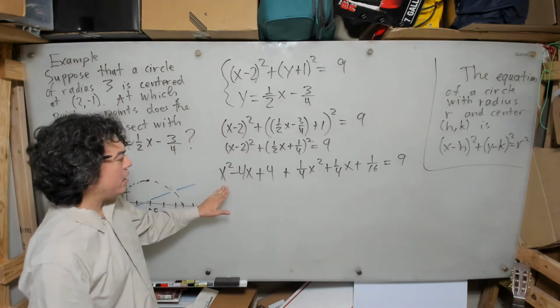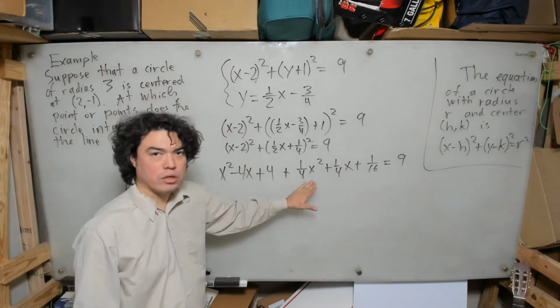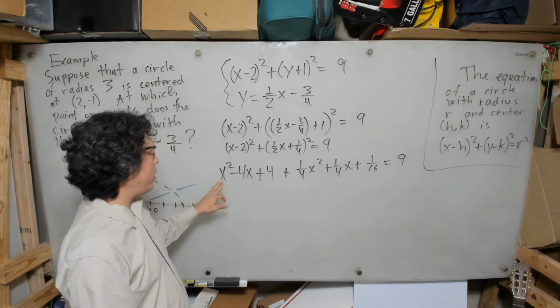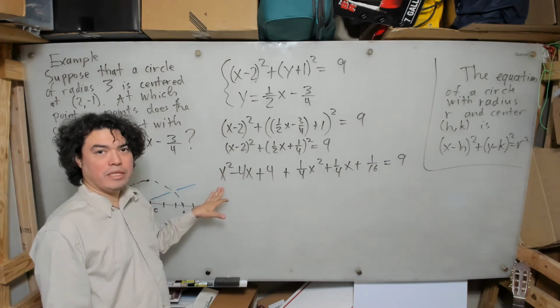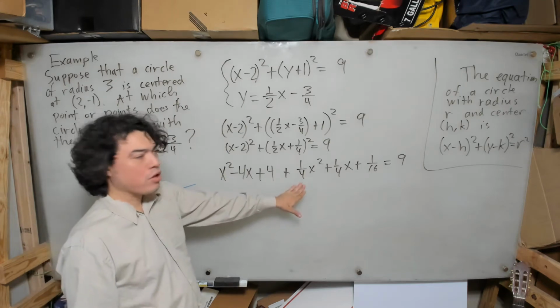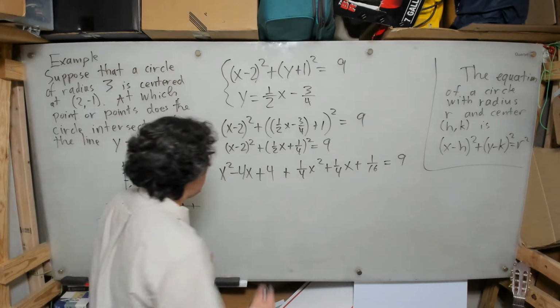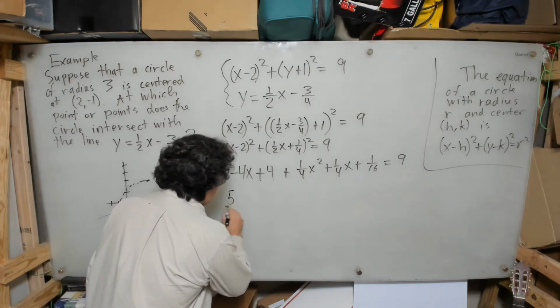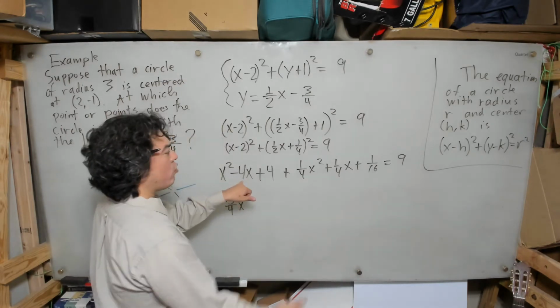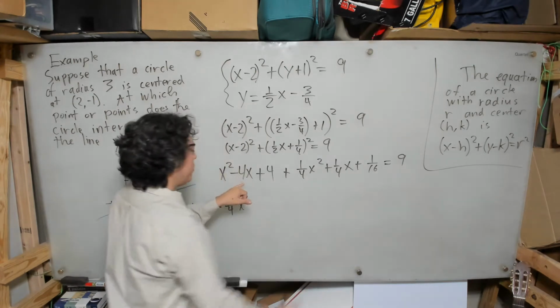Now I'm going to combine x squared plus 1/4 x squared. If I have x squared, that's the same as 1x squared. Well, 1 plus 1/4 is going to be 5/4. So this will become 5/4 x squared, minus 4x plus 1/4 x.